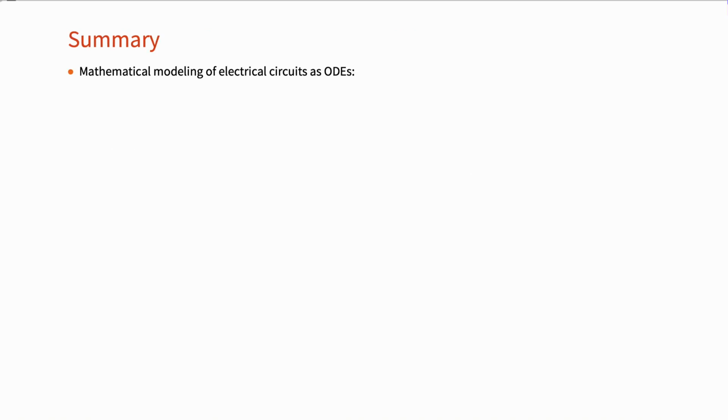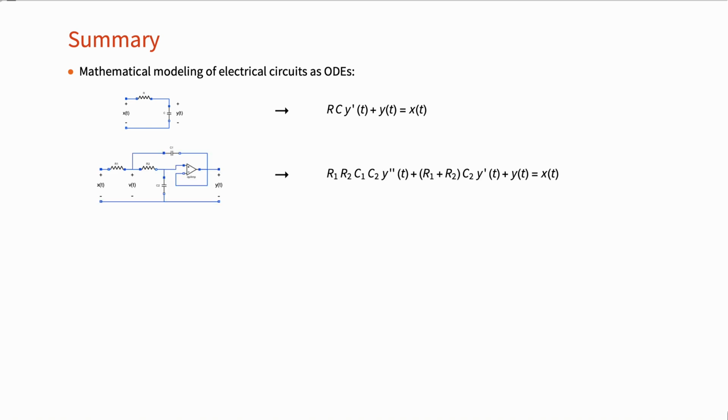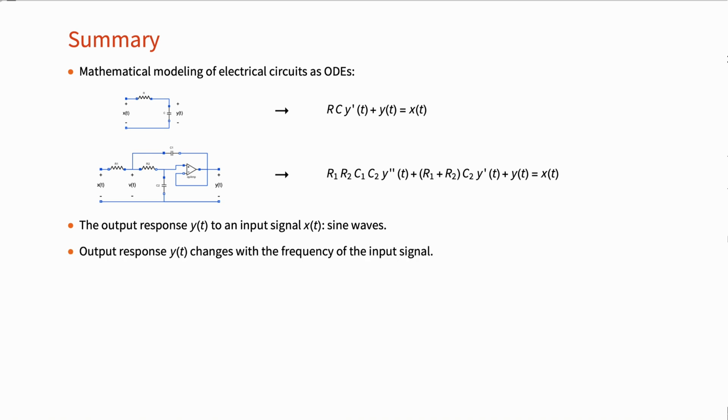To summarize, in this lesson, we learned how to model electrical circuits mathematically as constant coefficient differential equations by going through two examples. For the series RC circuit, we got a first-order differential equation, and for the Sallen-Key circuit, we obtained a second-order differential equation. We then solved these equations using the Wolfram language and observed the output signal, or the system response, to sine waves with frequency omega. And we saw that the output response in both cases depends on the frequency of the input signal.